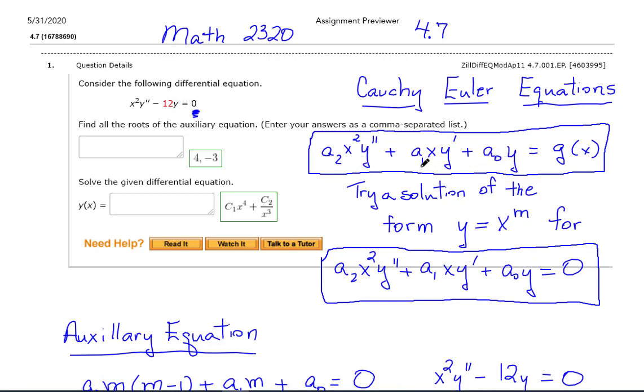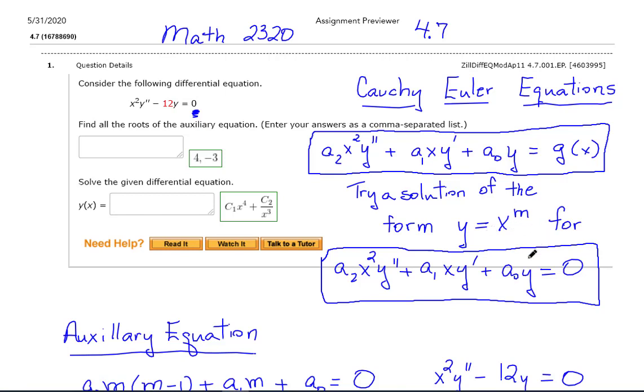So the idea here for the homogeneous situation is to try a solution of the form y equals x to the m. Much the same way, previously we tried solutions of y equals e to the mx. Here we're trying powers of x.